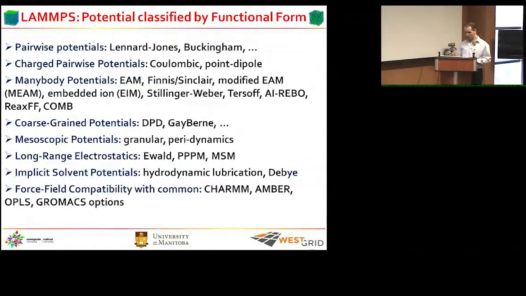So this is the same slide as previous, but here the potentials are classified by the functional form. There are different types of potential. There are pairwise potentials, so the potential that defines the interaction between two atoms. Coulombic interactions. Many-body potentials, so the interactions are computed using many atoms, more than two.